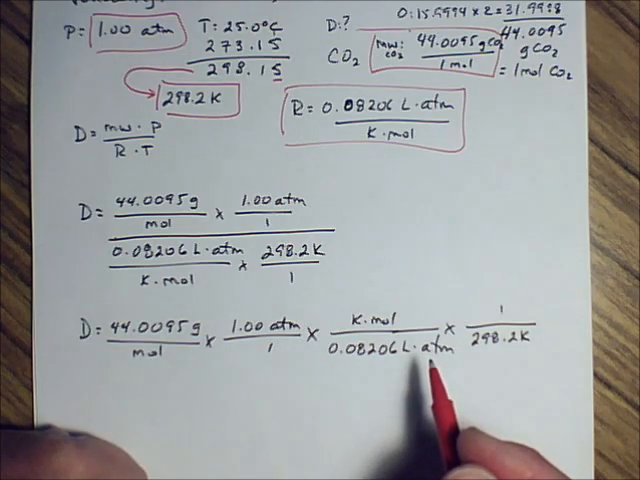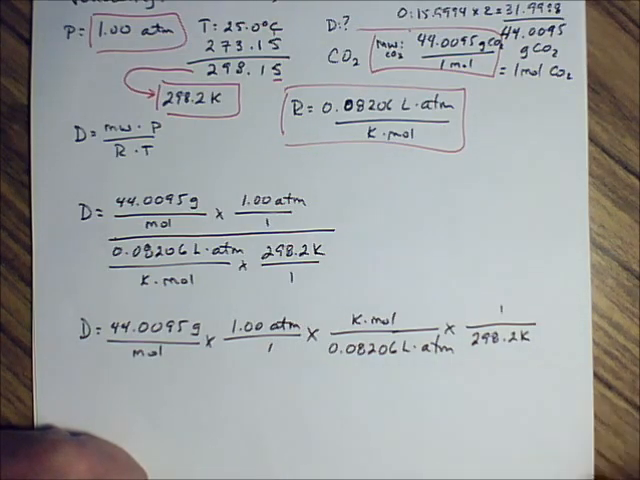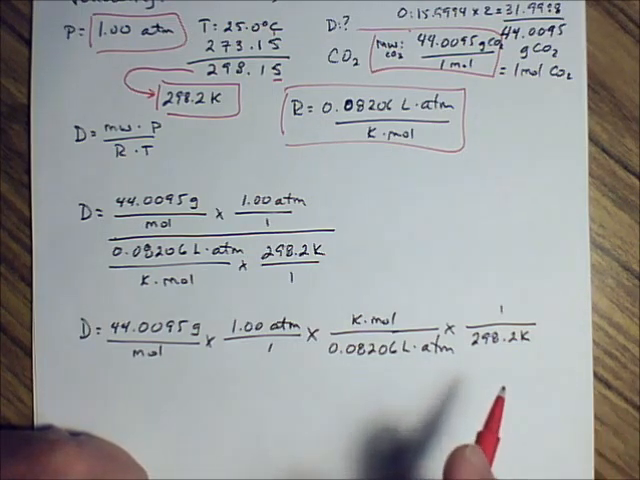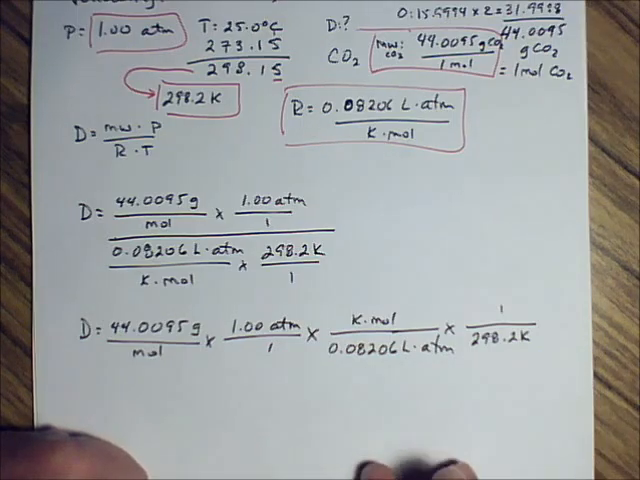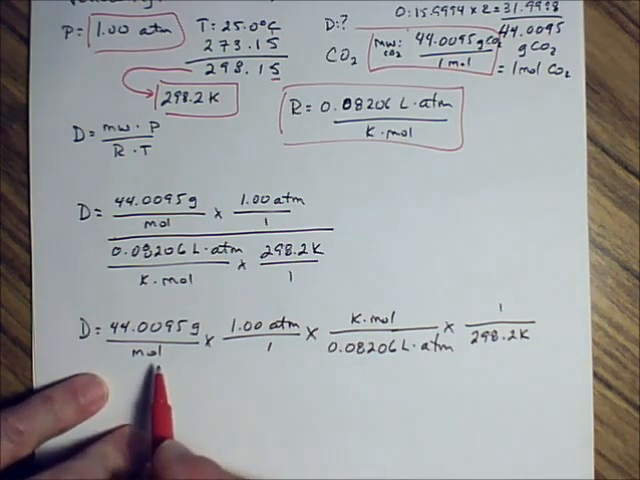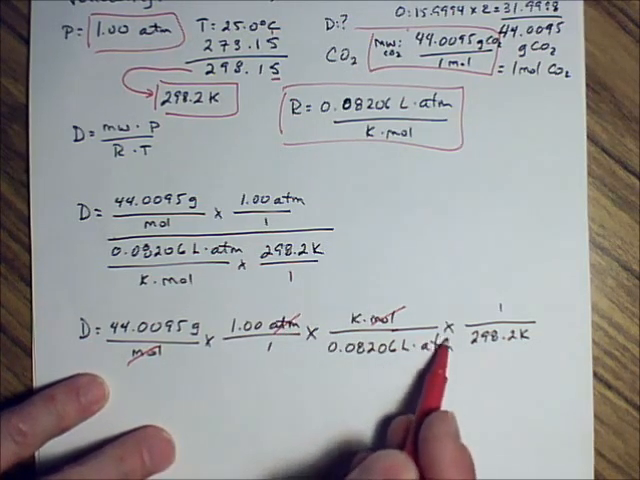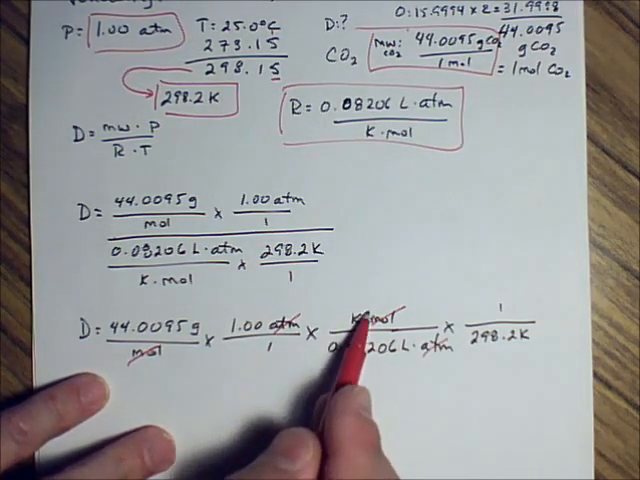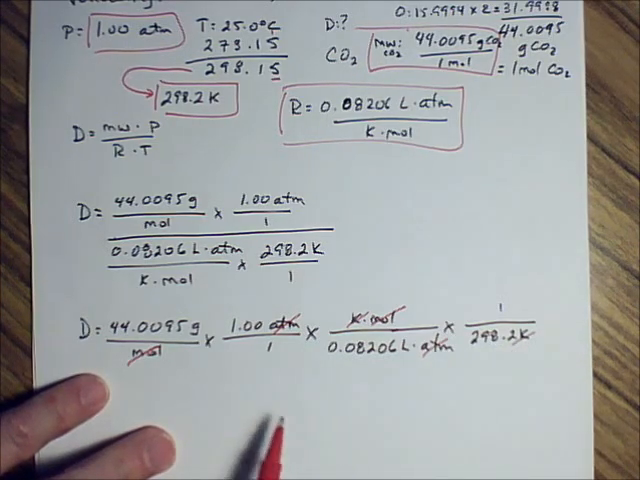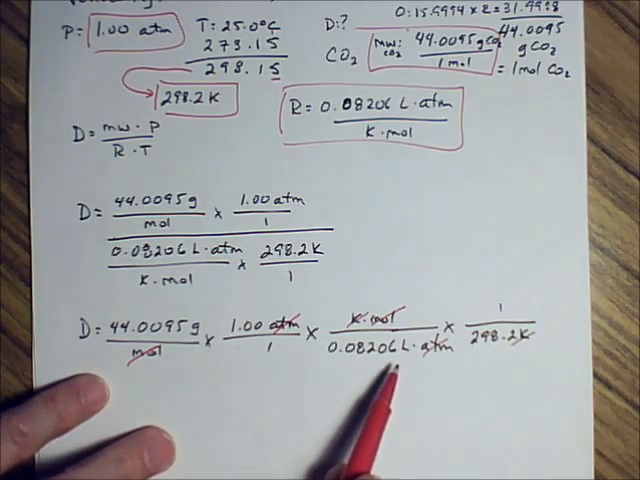Okay? Because I've seen a lot. You may be able to do that without writing it out, but some students think they can and really can't. So let's not take shortcuts right now. Okay? All right. So let's see what cancels. Moles cancel. Atmospheres cancel. Kelvin units cancel. And I'm left with grams per liter.